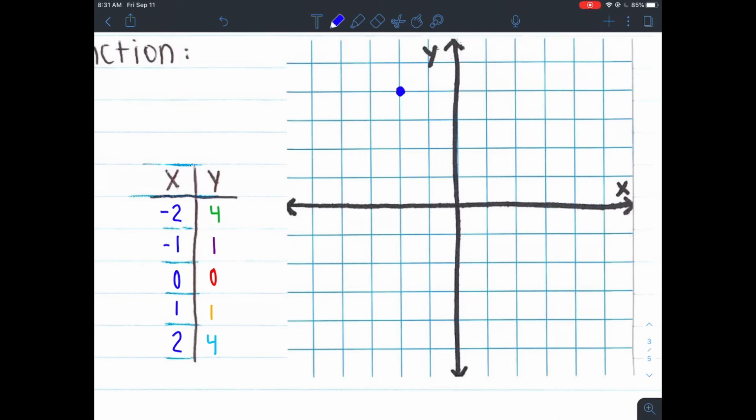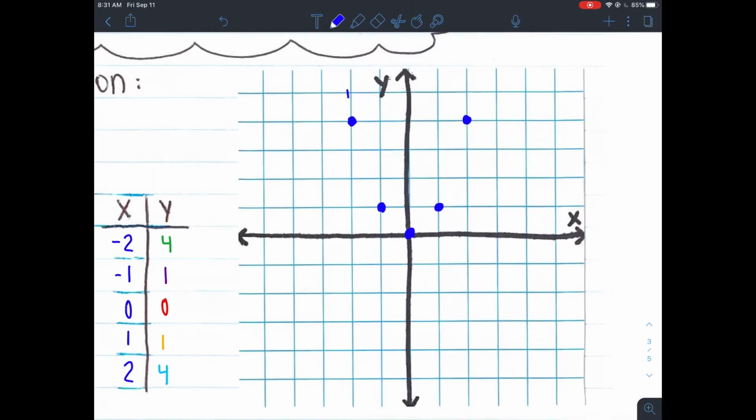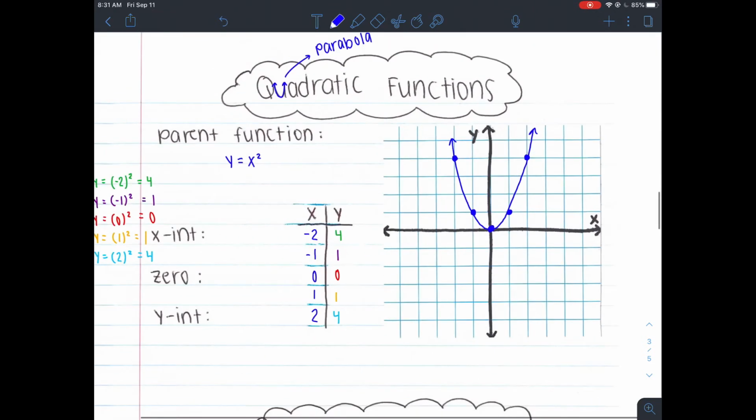Okay? Then I would go left 1, up 1. 0, 0 is at the origin. Then we have +1, which is right 1, up 1, and then right 2, up 4. Now remember, this is a U shape, so it's going to look like this right here. Yours might not look perfect, but you want to try to go through all the dots as much as possible. And again, I'm stating that these lines go on forever and ever by putting those arrows there.